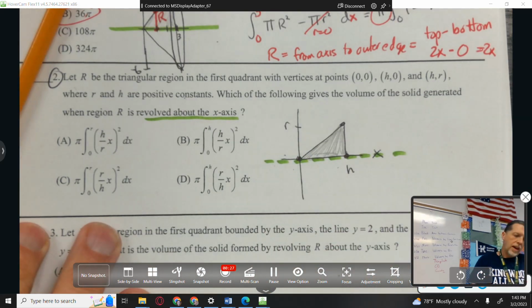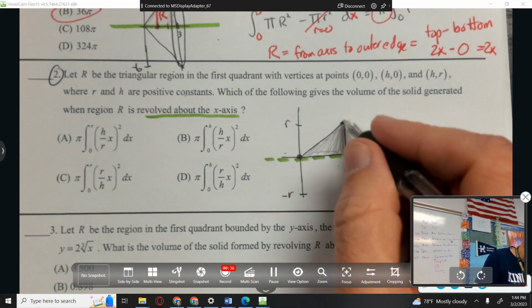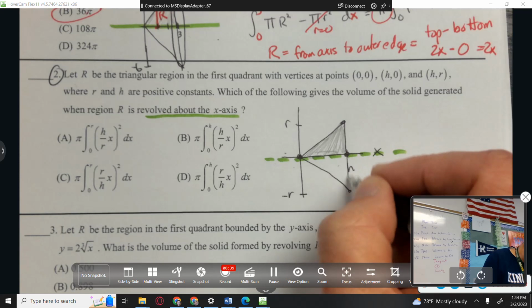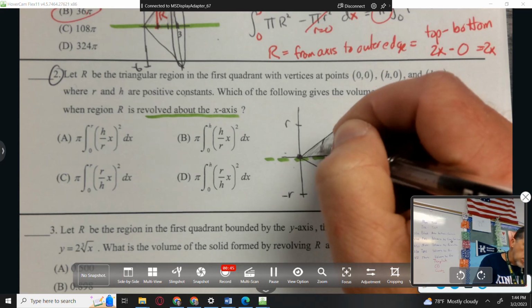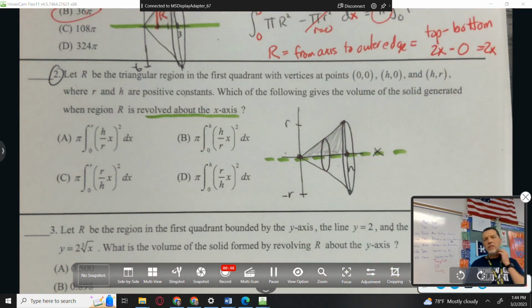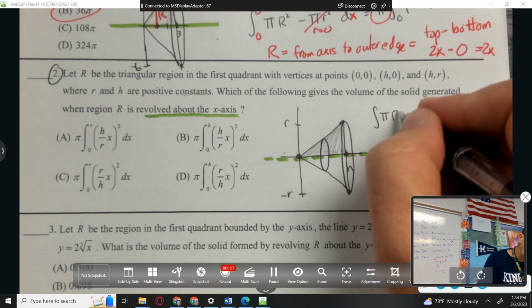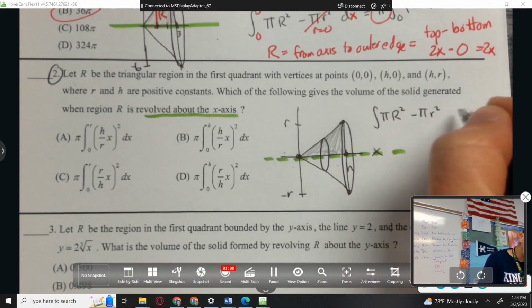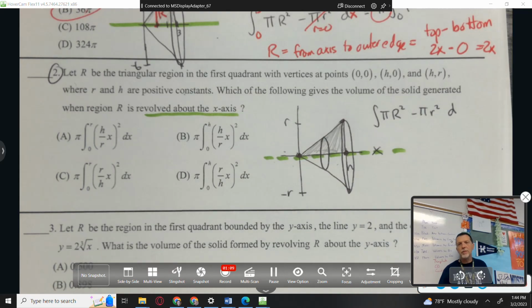So there's my x-axis, or my axis of rotation. I'm going to mirror the shape across first. And then I like to draw the circles in, at least one of them, to help visualize what this thing looks like. So let's go with our template again. Pi big R squared minus pi little r squared d something, and then we'll find that x or y first, and that'll sort of guide us the rest of the way.